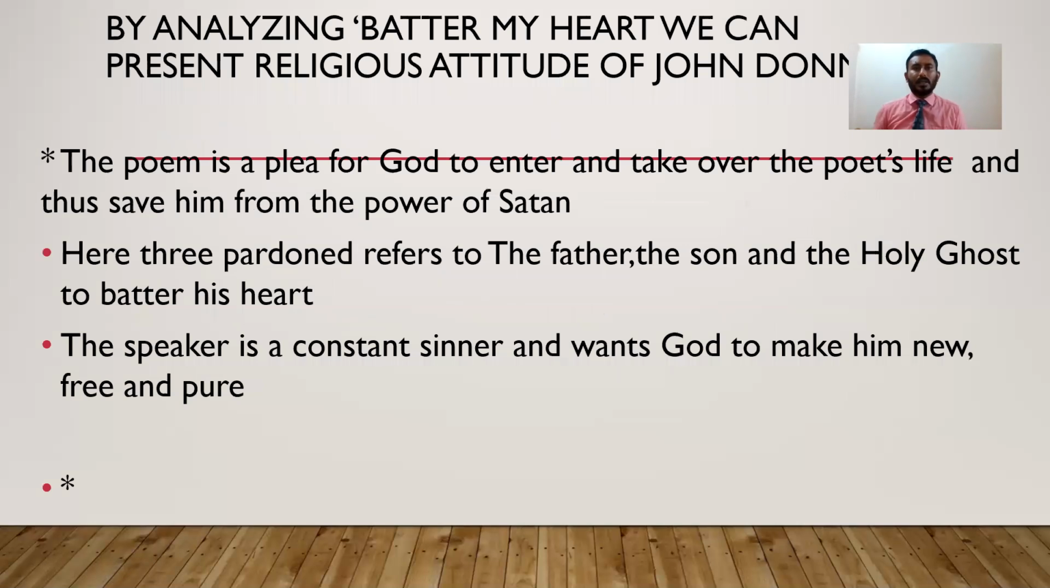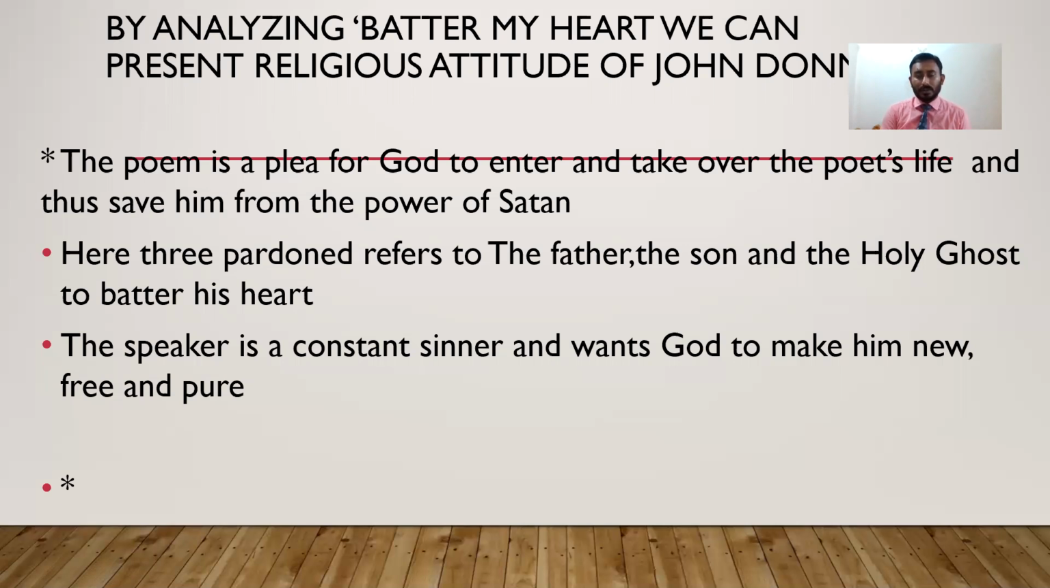Okay, dear students, now we move to the last question. John Donne is a religious poet. How do we discuss it? We read two holy sonnets. One is Batter My Heart, and another is Death Be Not Proud.